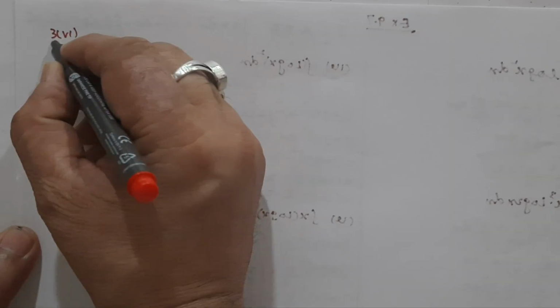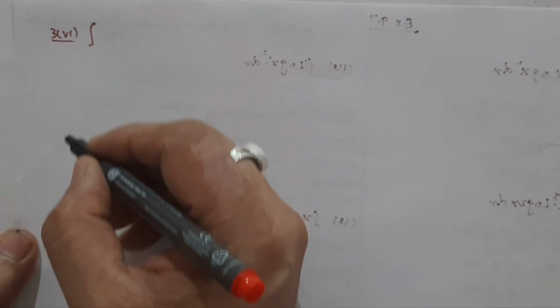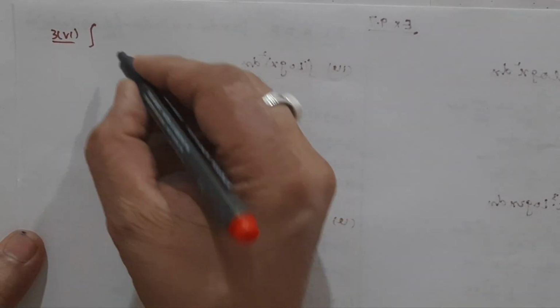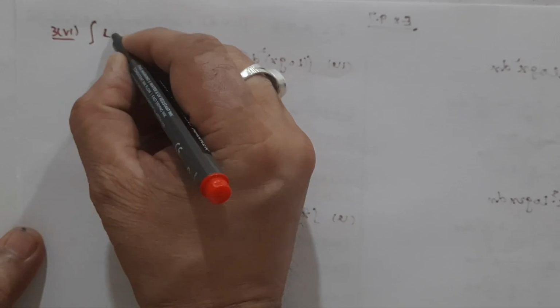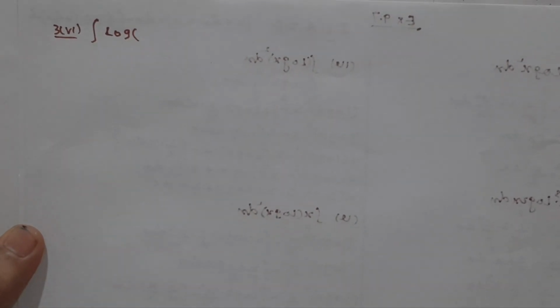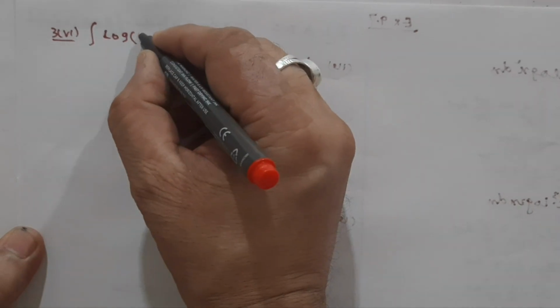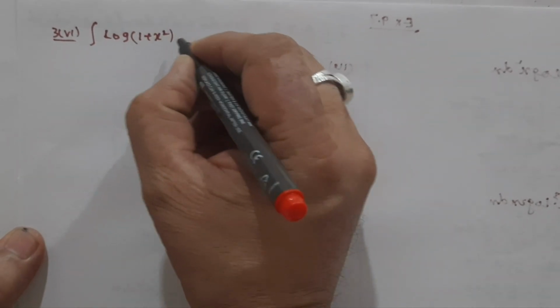Now let us see the sixth part of the third question, exercise 9.7. The question is the integral of log(1 + x²) dx. Now let us see how we can integrate this.